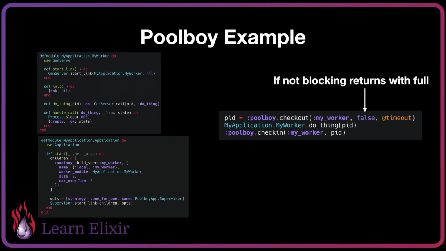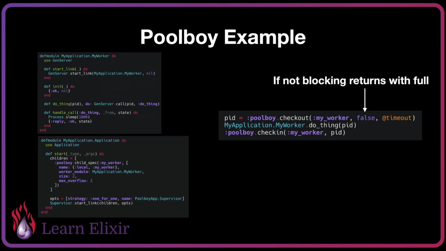We can also set false here as a second parameter to checkout, and what that will do is set it to be non-blocking. That means if all the workers are full dealing with other requests, instead of waiting for a PID, we'll just return a tuple of full. In this case, our code would actually break because we're just assigning PID here, so we'd probably want a case statement to determine whether or not the pool was full, and if it is full, do our own retry logic, or maybe just return a backup result.